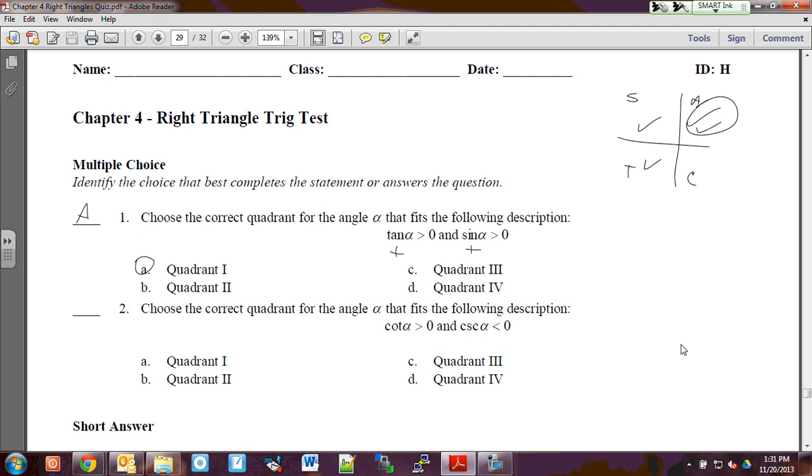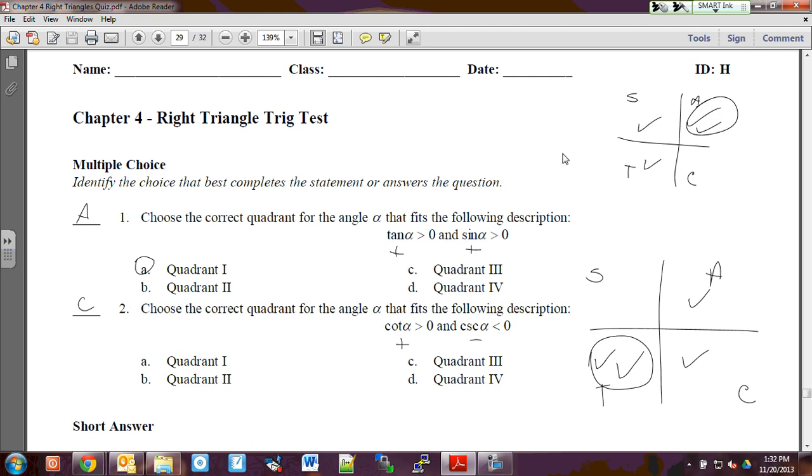All right, now, number 2, choose the correct quadrant for the angle alpha that fits the following description. The cotangent of alpha is positive. The cosecant of alpha is negative. Now remember, the reciprocal trig follows the same pattern as the normal trig. Since the cotangent is positive, that means the tangent's positive. So we're positive here and here. Now the cosecant is less than 0, so the cosecant is negative. The cosecant goes with sine. The sine is negative here and here. Alright, so they're both negative in quadrant 3. So the answer to that is C.